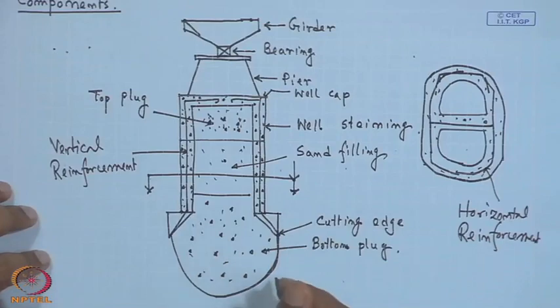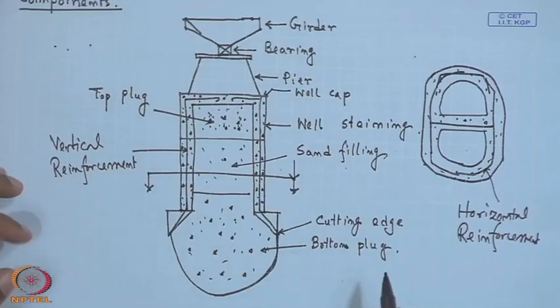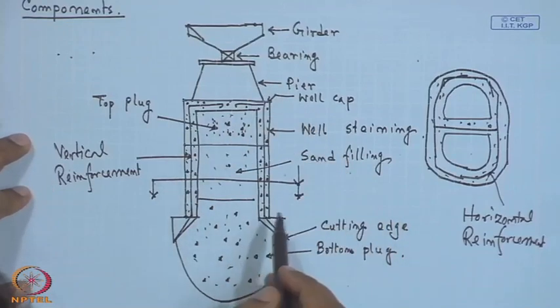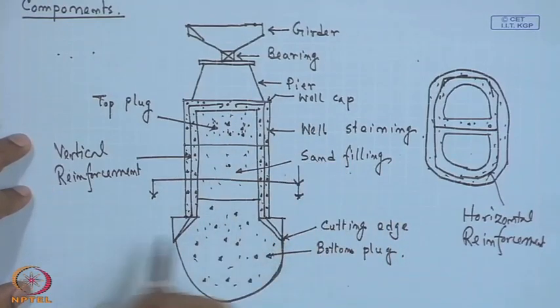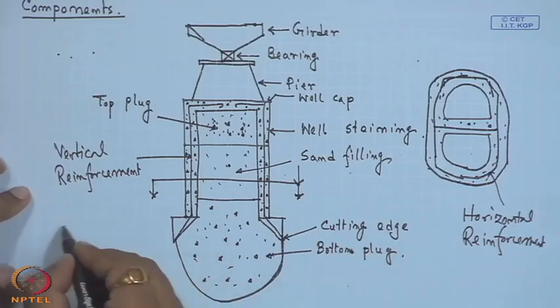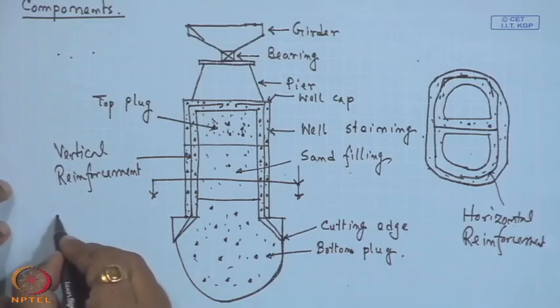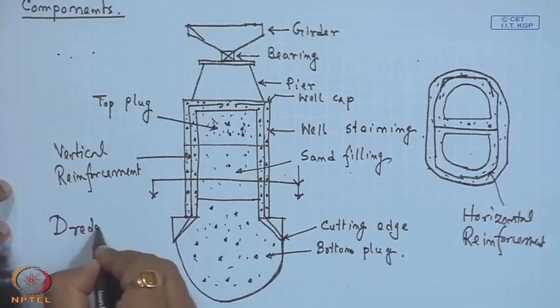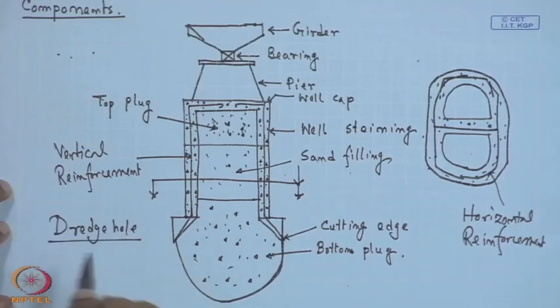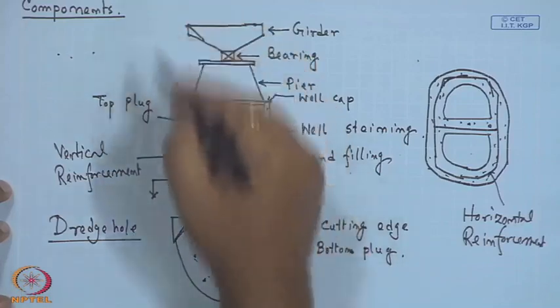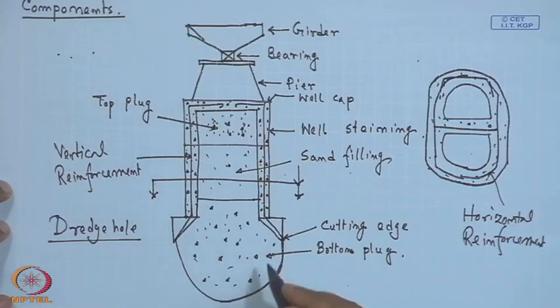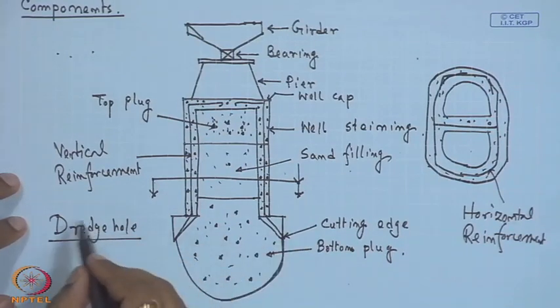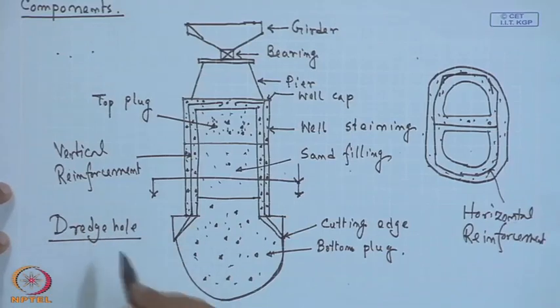So the other various components of this well and the purpose of these components are explained. And now secondly, during the construction or the excavation of the hole, the dredge hole is formed. Now the definition of this dredge hole is that this is the hole formed during the excavation of the soil, and which is filled with sand later on. So that means during the excavation, this hole is formed, and this hole is called the dredge hole, which is filled with sand later on.